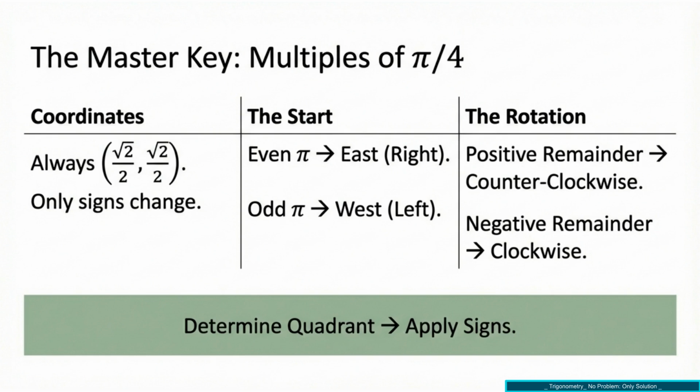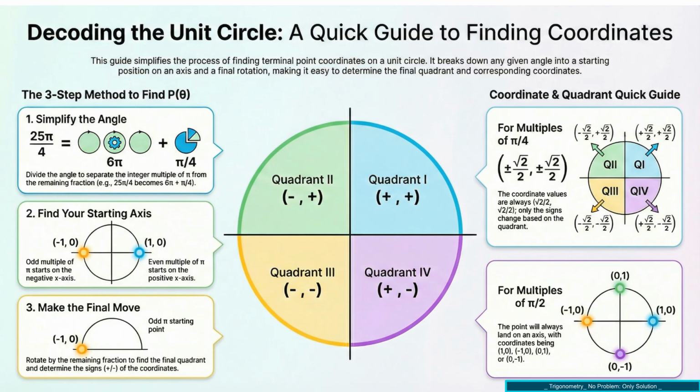The master key summarizes the algorithm. Coordinates always have the magnitude of the square root of 2 over 2. The start and rotation determine the quadrant, which dictates the signs. Here is a quick visual guide of what we have talked about today. Have a pause and take a shot.